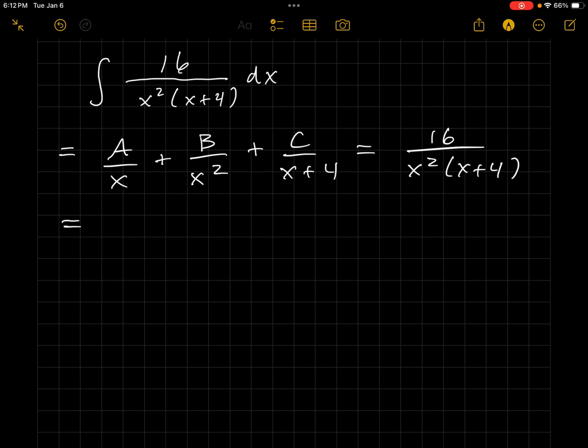Let's do the common denominator. The a needs an x and an x plus 4. The b fraction is only missing the x plus 4. The c fraction is missing an x squared. Then we have the common denominator, which we ignore because we solve across the top, which means it must equal 16 on the right side.